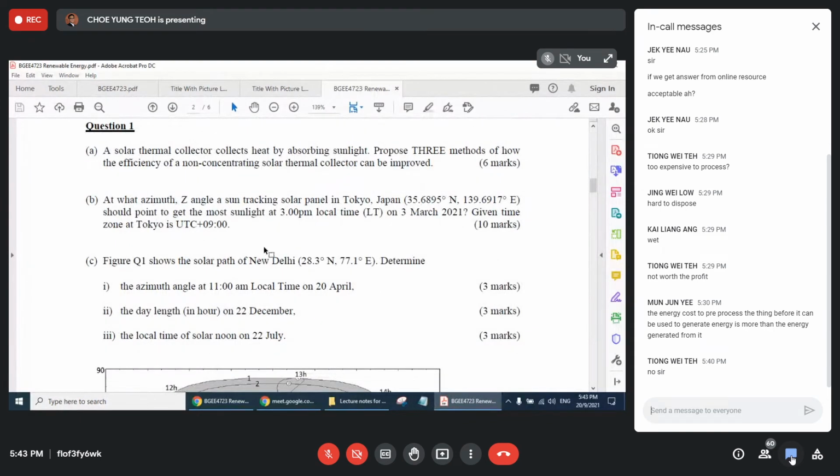Then the second one. At what azimuth angle should a sun tracking solar panel at Tokyo point to get the most sunlight? This is where you need to point your panel to get most of the sunlight. So for this case, you need to find the azimuth angle, altitude angle, and then find the tilt angle for the solar panel. 10 marks. It means you need to convert local time to local solar time. Then, based on the local solar time, you get the hour angle, and then you can find alpha and z. 10 marks. Very long, but not difficult.